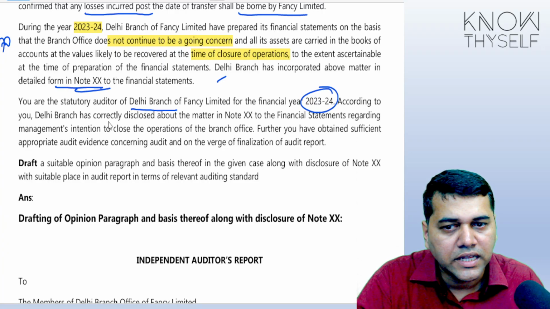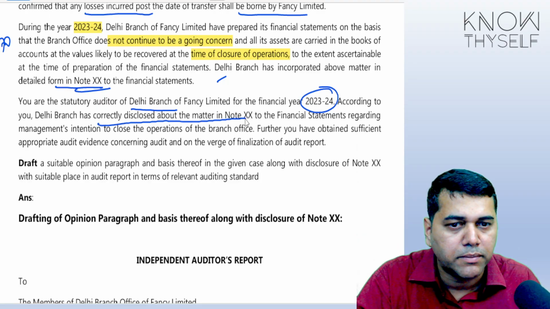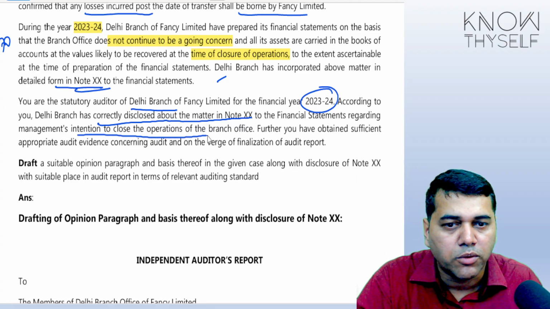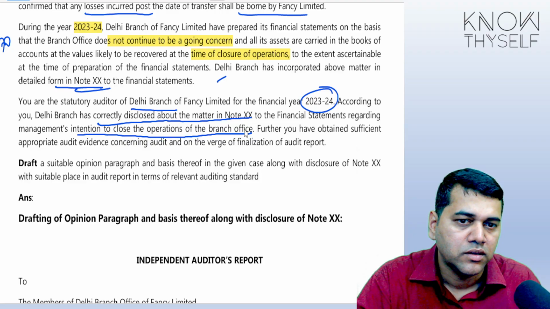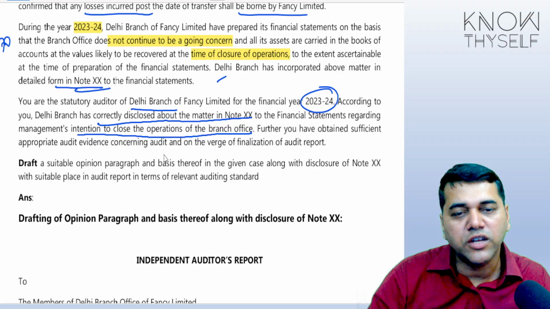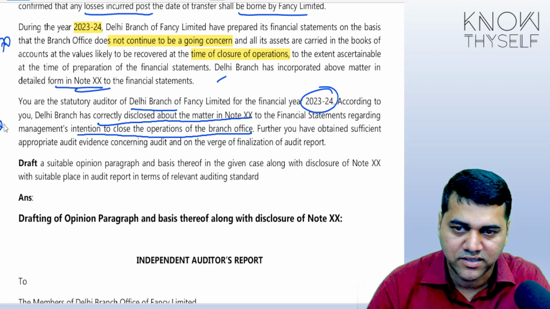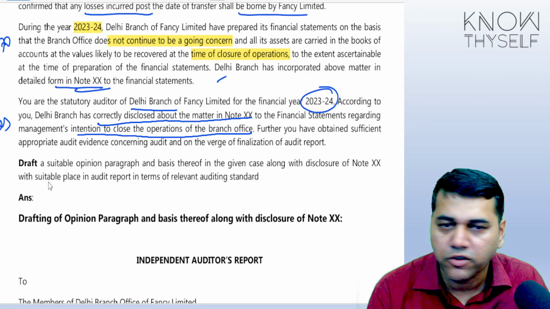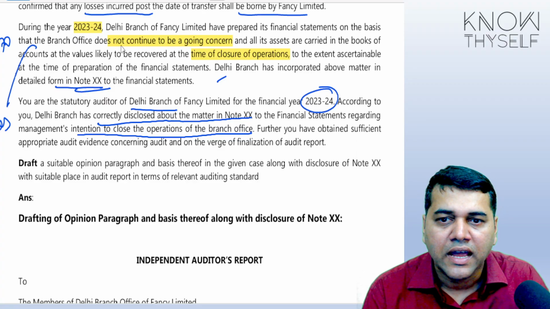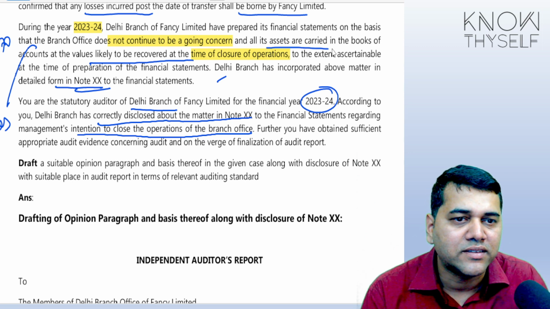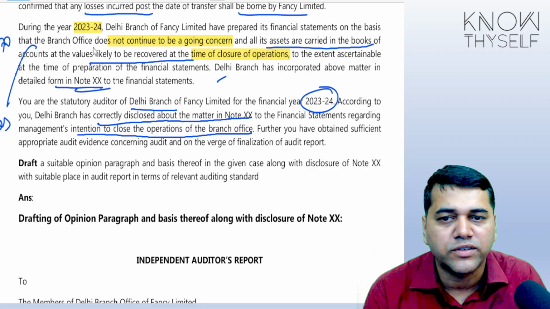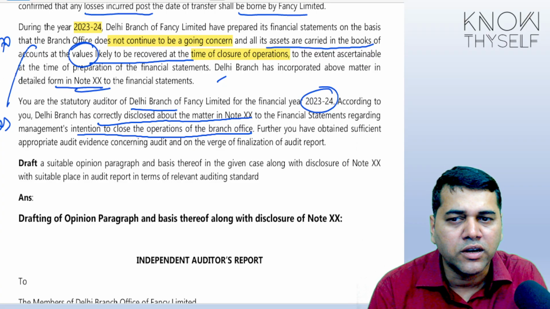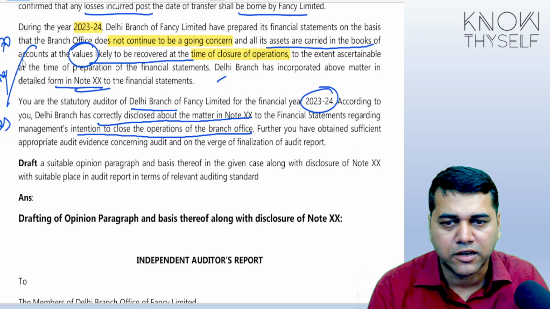According to you, Delhi branch has correctly disclosed the matter in note number 20 regarding the management intention to close the operations of the branch office. Now, first question comes, is going concern inappropriate? Answer is yes. Have they followed the going concern basis of accounting? No, because the assets are carried in the books of accounts at the realizable value. That means they must have followed the breakup value method or liquidation basis of accounting.